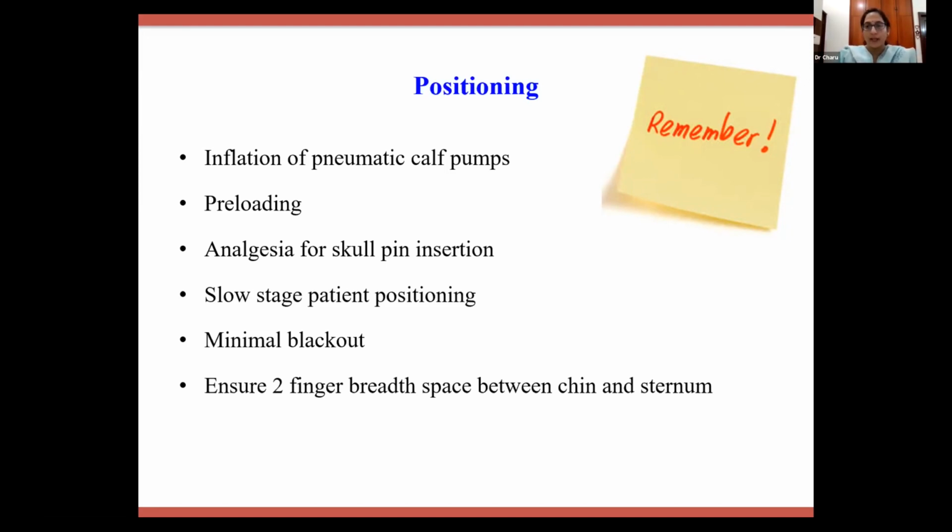Also, while flexing the neck, ensure that there are 2 finger breadths of space between the chin and the sternum to avoid any increase in the venous pressure and endotracheal tube kinking. Keep an eye on the airway pressures also when the surgeon is positioning the patient. While applying the head clamp, give some local anesthesia at the site of pin insertion to blunt the noxious stimulus.